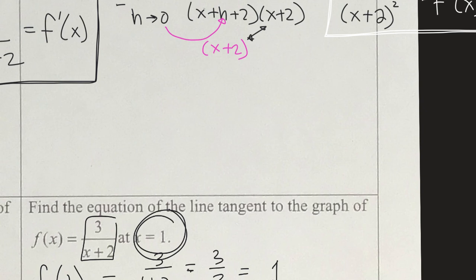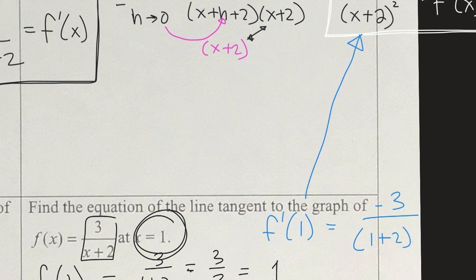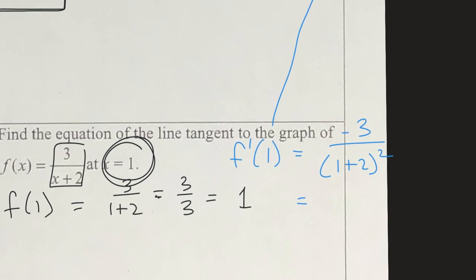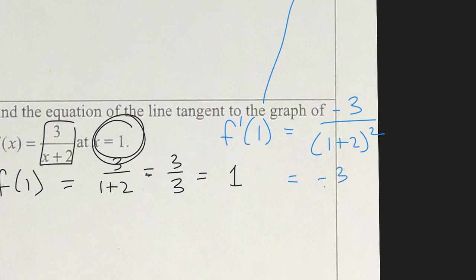And now I'm going to find the f prime, the slope of the line at 1. I'm going to use the slope formula that I just found using the difference quotient, painstaking algebra: negative 3 over 1 plus 2 squared. 1 plus 2 is 3. 3 squared is 9. Negative 3 over 9 reduces to negative 1/3.